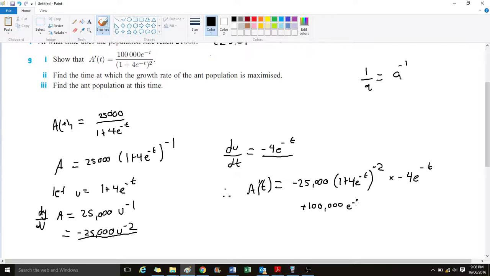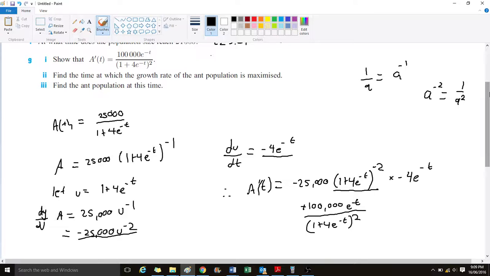Now, all we have on the bottom then is this part here. And of course, if we have a to the power of minus 2, we can write it as 1 on a squared. So that's what we're doing. We're putting it as a denominator: 1 plus 4e to the minus t, and that is squared. Okay, done.